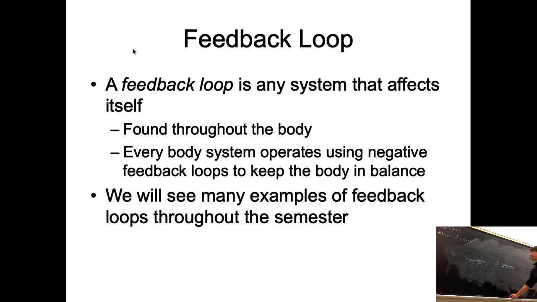So the idea of a feedback loop is that I have something like an increase in temperature that increases something else, like my sweat, and that sweat is going to change my temperature. So it's a loop. See how one thing affects something else and that other thing affects the original thing? This is what's called a negative feedback loop. That's how we keep from getting too hot.